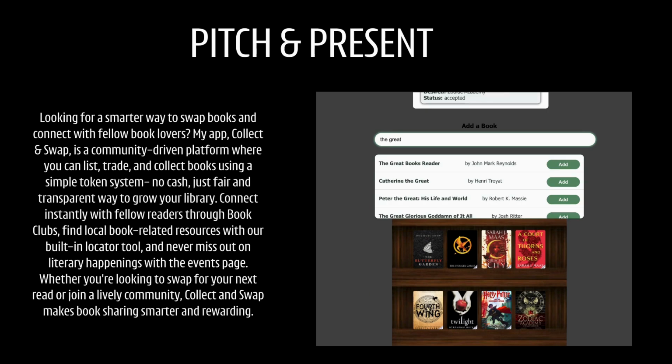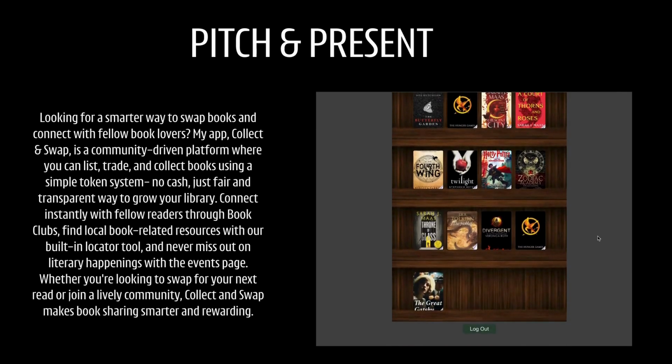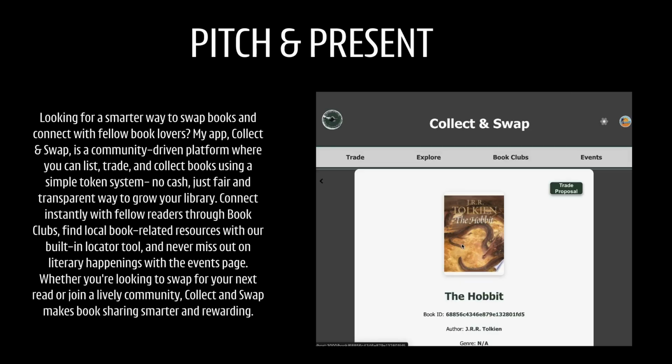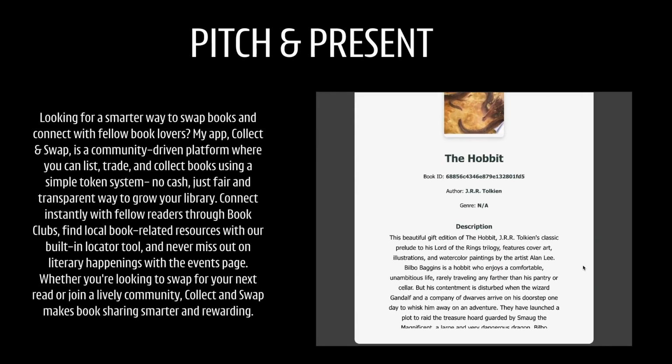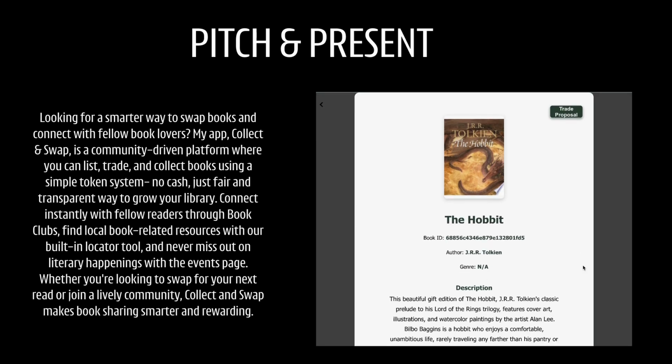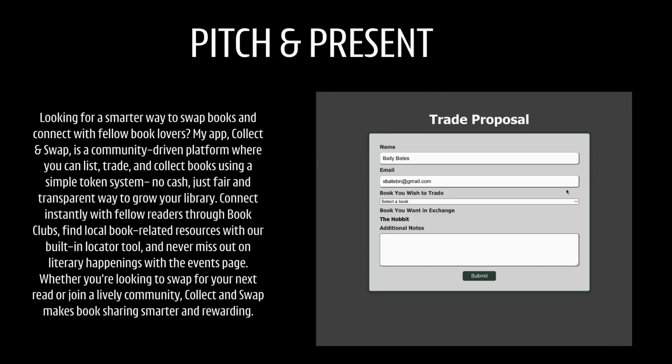If I could type. Great Gatsby. Awesome. Perfect. So it added a new row to our book collection. Added our book. So when you are interested in trading a book, you would go to the user's collection, click on their book. It will bring you to a book details page where it gives you a bit more information on the book, what it's about, description, the author. You can make a trade proposal.